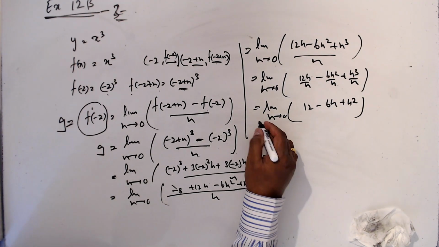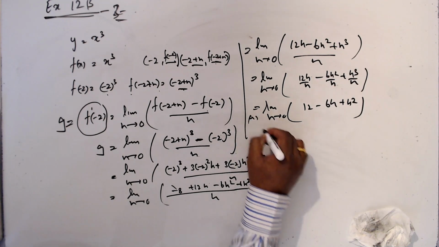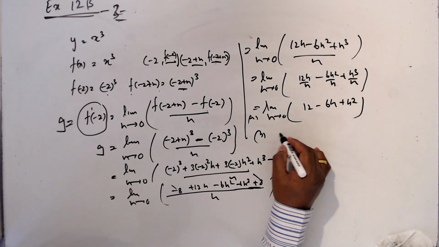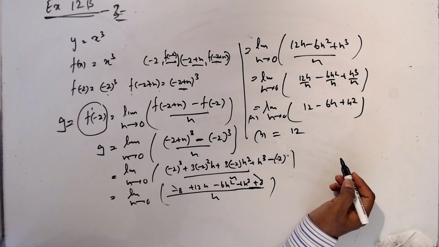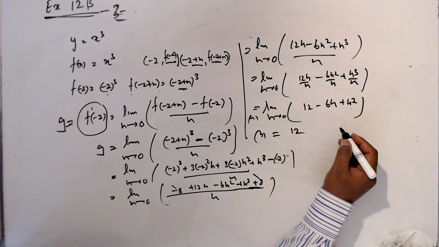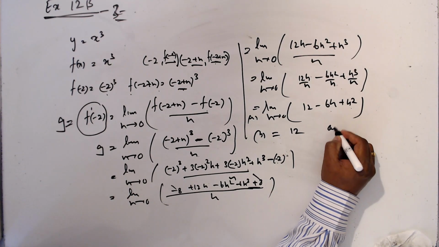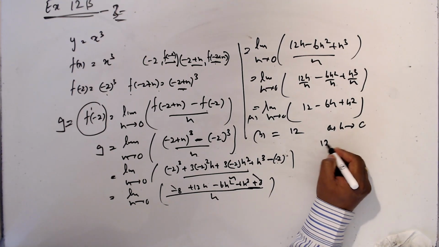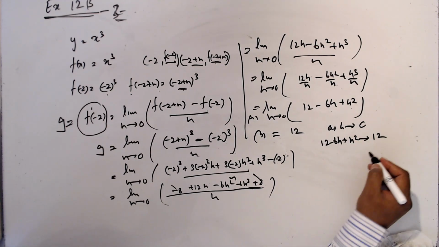I think this is part A, and part B. Now we'll get rid of this one. So simply what is the answer going to be? Put 0 here, so the answer is 12. But we have to write it differently: as h goes to 0, 12 − 6h + h² goes to 12.